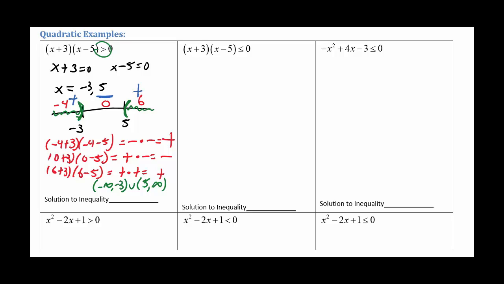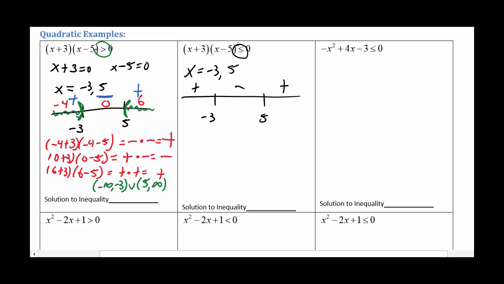Okay, now we're going to repeat this process. Notice in this next example, it's the same factored form. So very quickly, I'm going to get my two numbers. And as a matter of fact, since it's the exact same factored form, I'm going to take advantage of that sign chart that we just found. I want to emphasize that you have to pay attention to the differences between these statements.